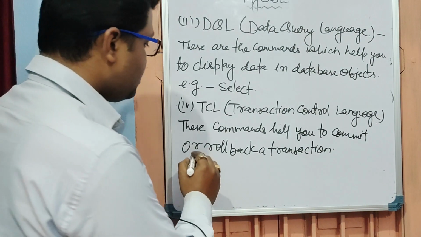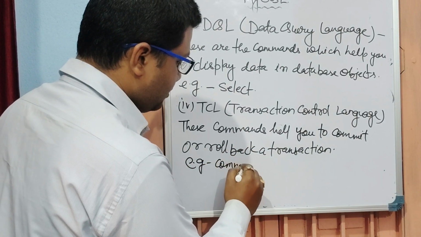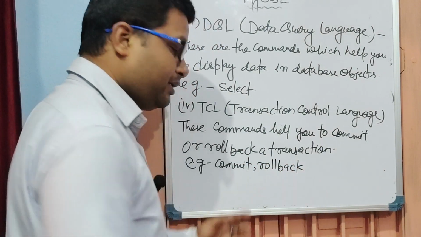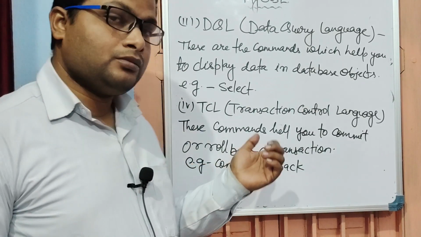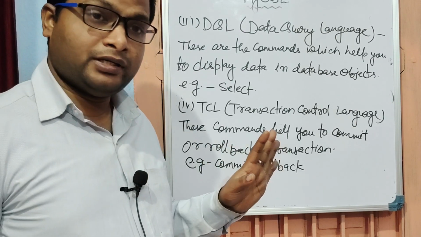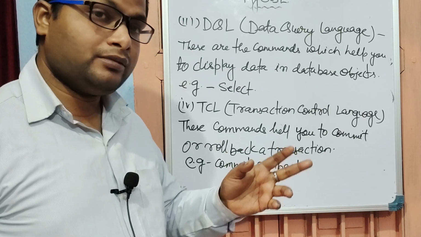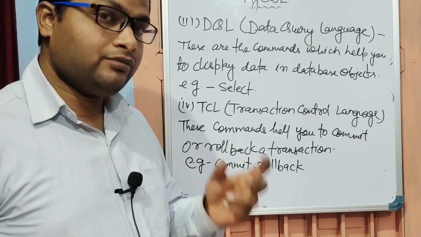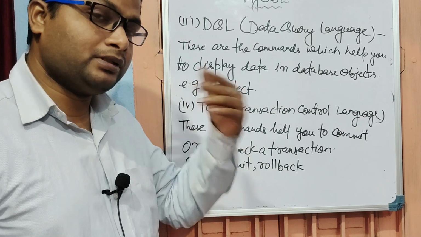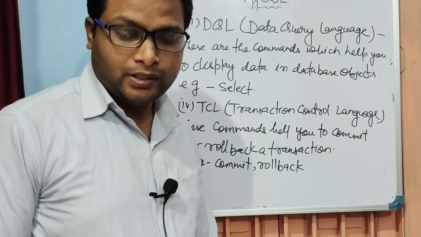Okay, what are the examples of TCL command? The same, commit, rollback. If commit is executed, it means whatever commands you have typed in MySQL or SQL got saved permanently. And if rollback is issued, it means go back to a certain point, and all the commands executed after that point will be cancelled. Okay. So, these are the types of SQL commands.